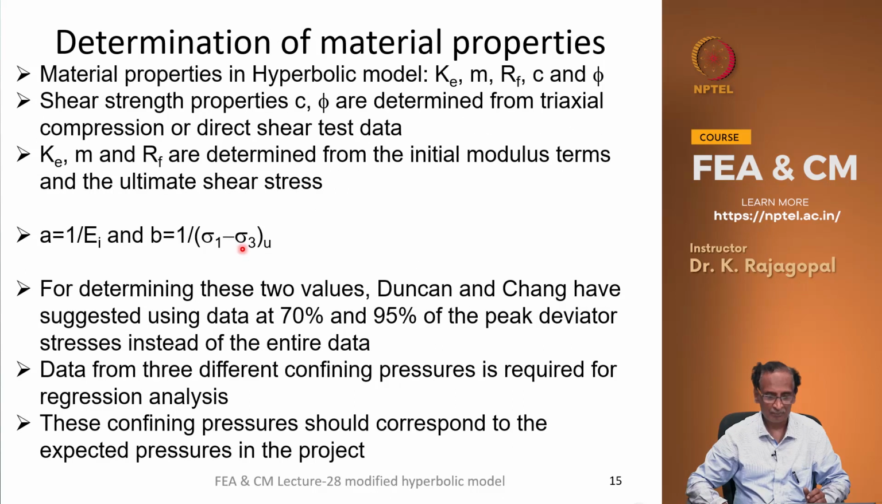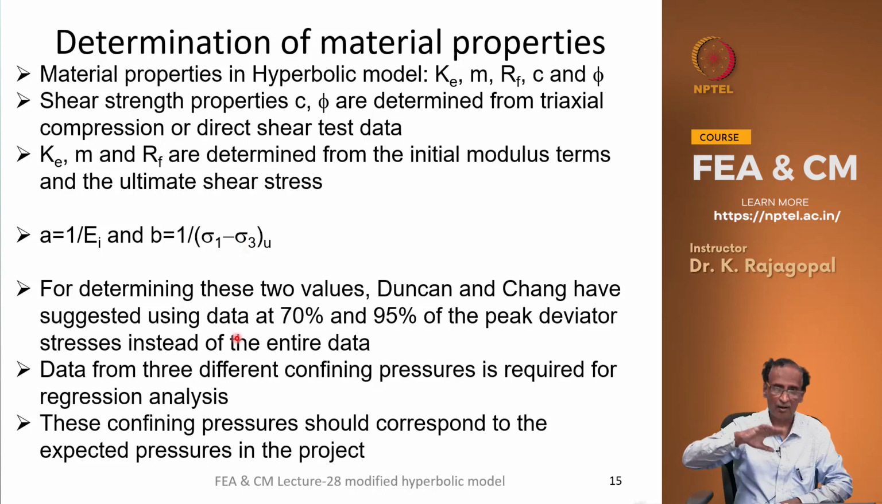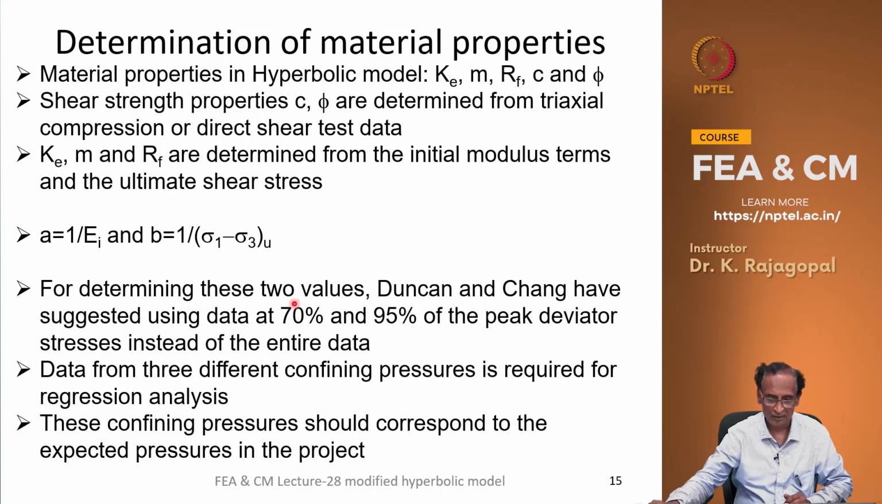So, basically it is a very simple one, because now instead of using all the data points, we use only 2 data points, one corresponding to 70% of the peak stress and the other corresponding to 95% of the peak stress.